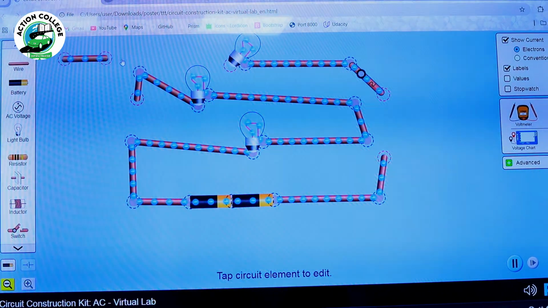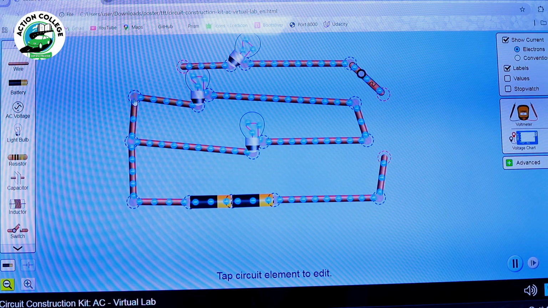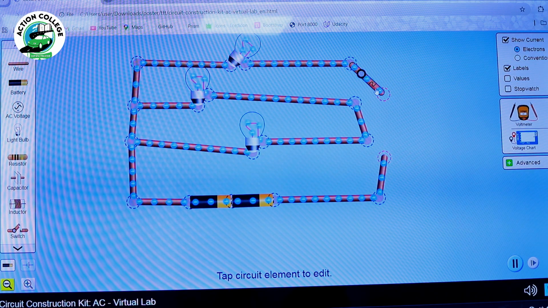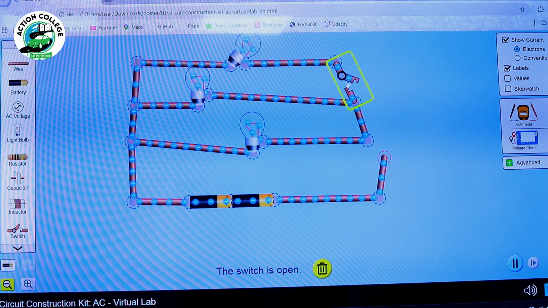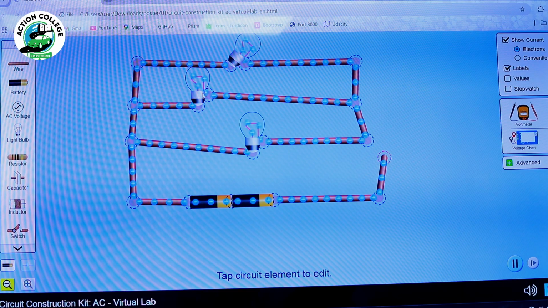Okay, are we together? So stay tuned. You see, these are connected in parallel, right? This one, this one are connected in parallel, right? I have to bring another wire here from here. Okay, I have to add a switch so that I can switch on or switch off.